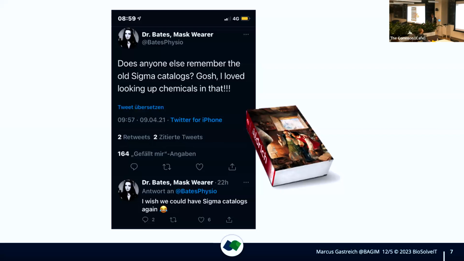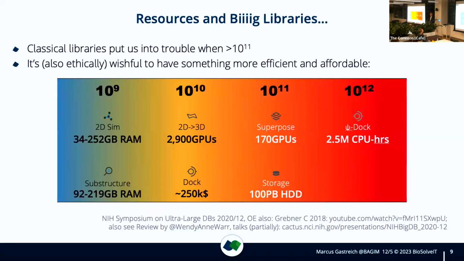That's true, but regrettably, that's a thing of the past. We're now way, way bigger than these books could ever have been. And I took these figures mostly from numbers that were quoted at a December 2020 symposium organized by the NIH on ultra-large databases.